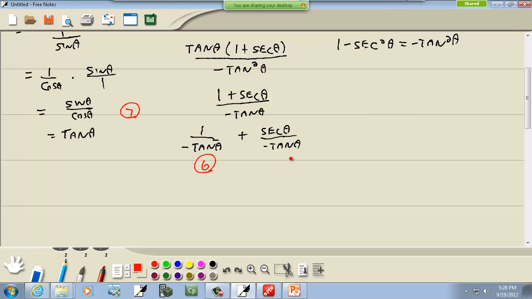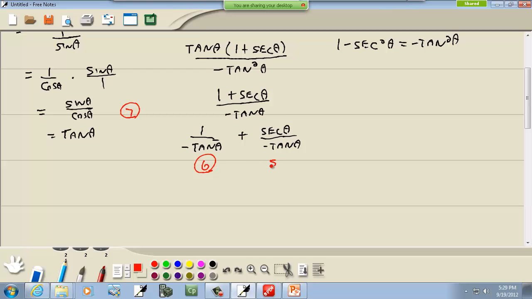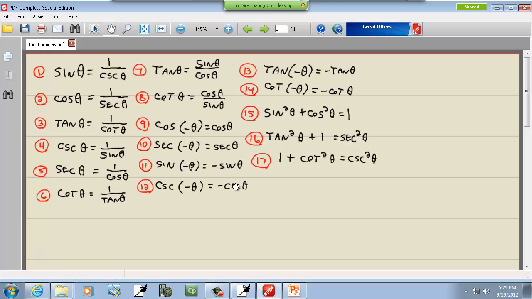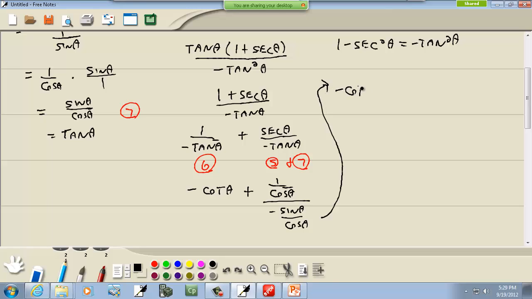And over here we've got secant and tangent. I can rewrite secant as 1 over cosine, which is number 5, and tangent I can rewrite as sine over cosine, number 7. Okay, so this becomes, we said 1 over tangent is cotangent, so that becomes negative cotangent, plus secant, which is 1 over cosine, over negative, and then that's sine over cosine. So it becomes negative cotangent.